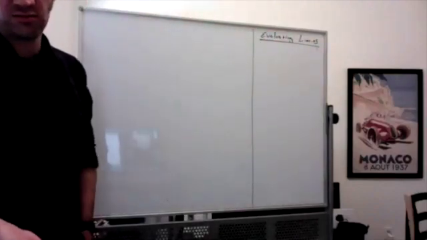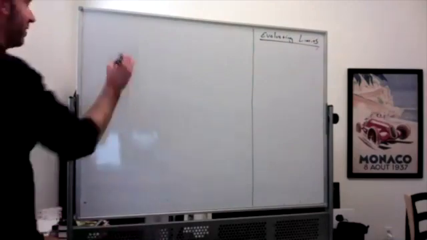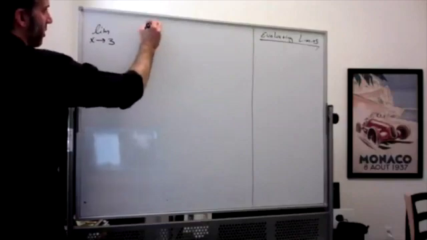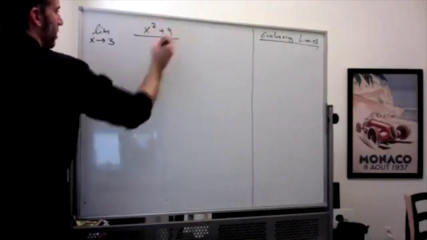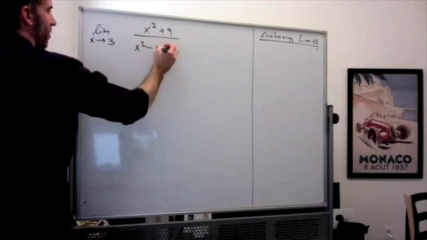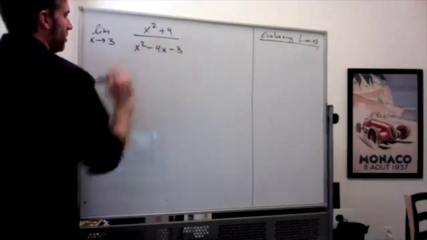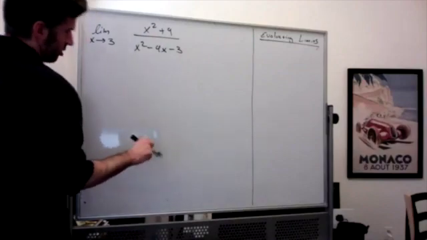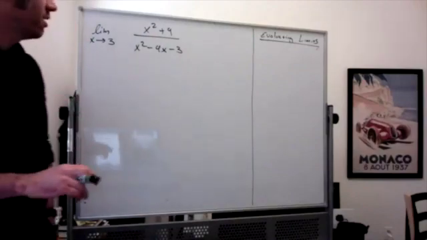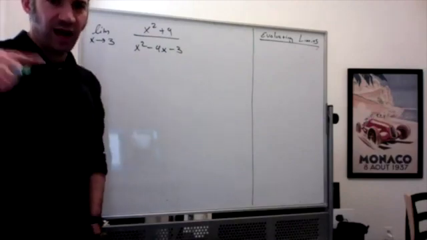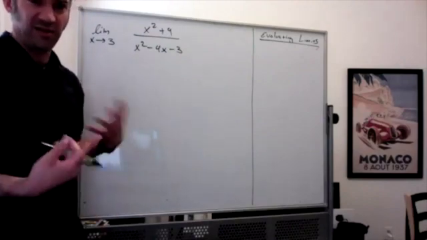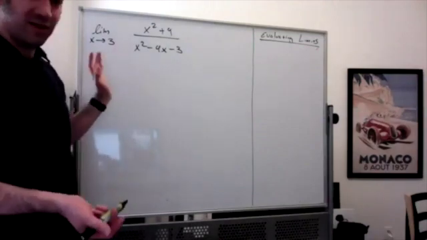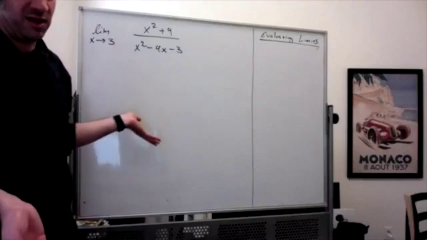First thing you're going to do, you're going to plug it in. So for example, if I was trying to find the limit as x approaches 3 of x squared plus 9 over x squared minus 4x minus 3, I might get wrapped up in my head and start thinking, well, maybe this factors, maybe some stuff cancels. I don't think anything actually factors here. And I don't even want to bother thinking about it, because what I want to do first is I just want to see, can I plug in 3?